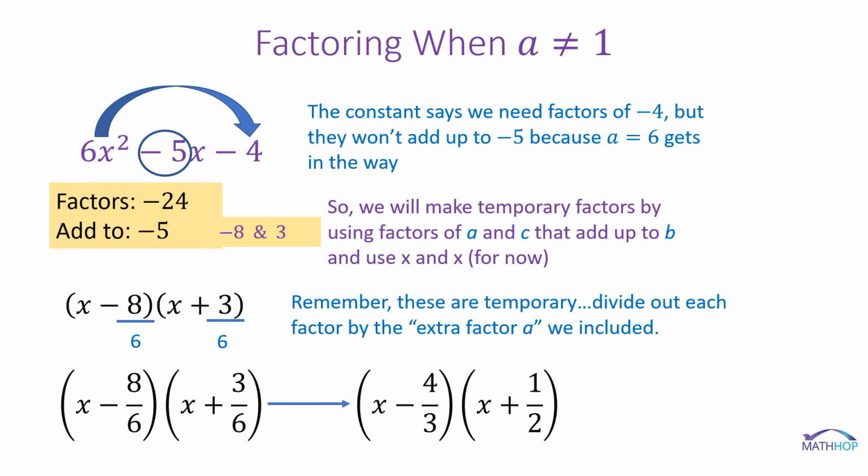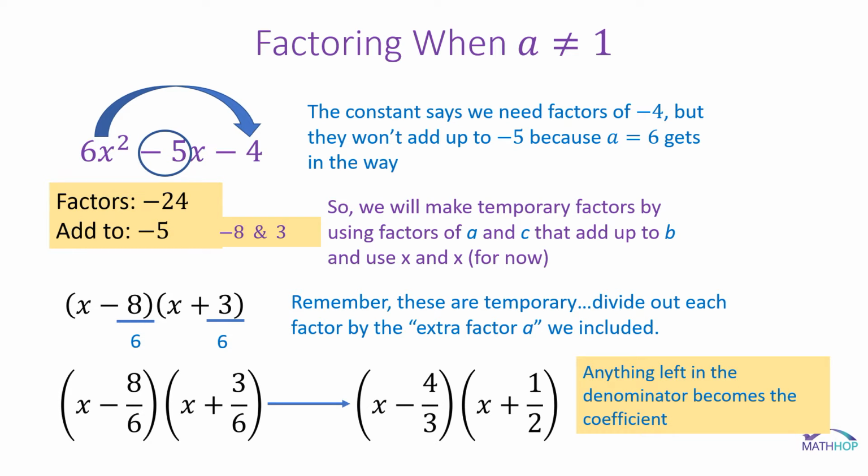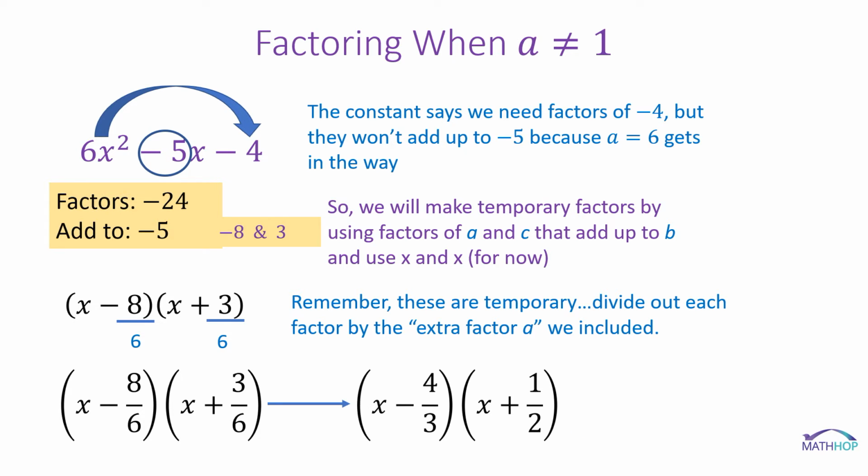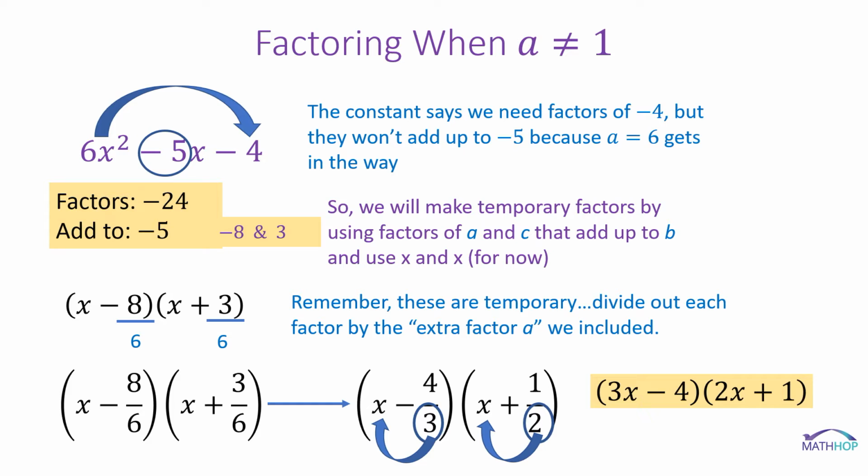And I know what you're thinking. We didn't have fractions before, now we have fractions. This is the worst. It's getting worse, not better. But these fractions are actually helpful. Anything that's left in the denominator simply becomes the leading coefficient for that factor. So this 3 moves up to be the coefficient, and this 2 comes up to be the leading coefficient. And our final factors are 3x minus 4 and 2x plus 1. Pretty easy, and we didn't have to guess and check.